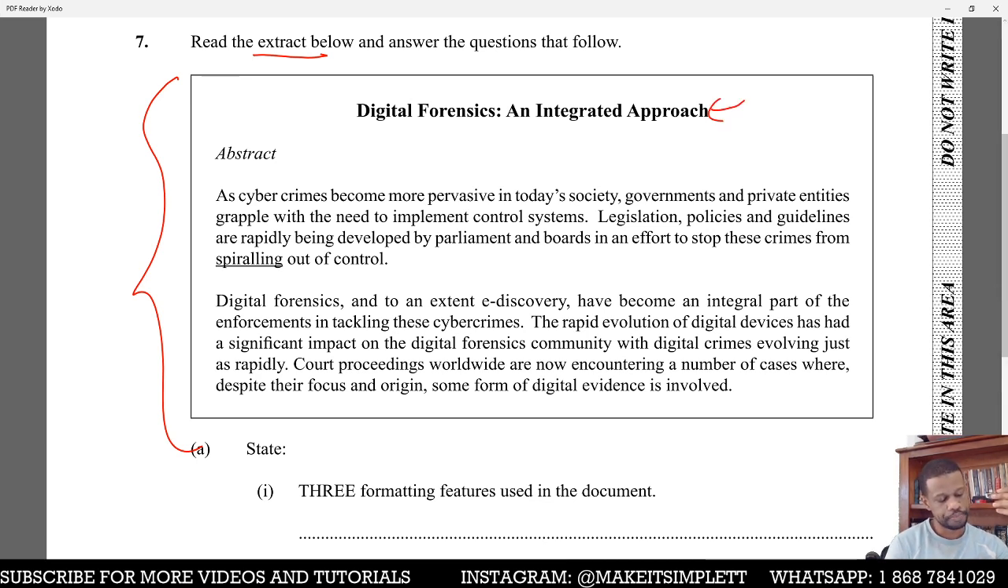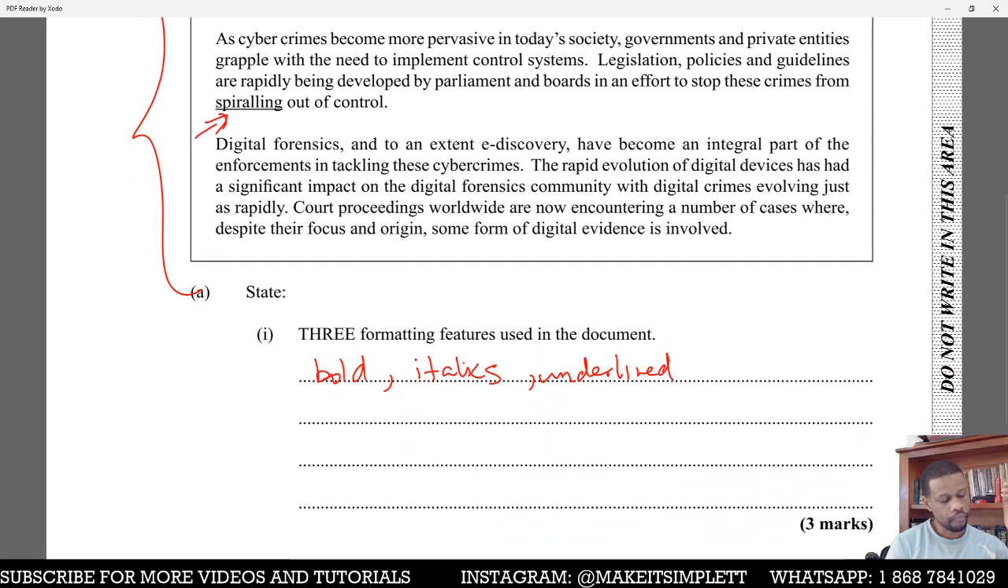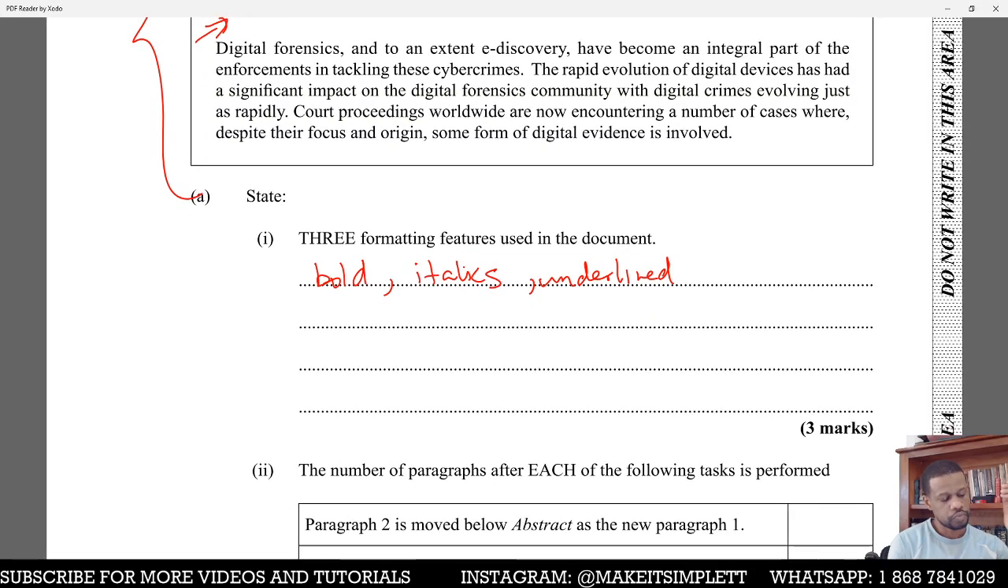here's clearly bold. It clearly is in italics. That's clearly underlined. Write them in the answer line, three words.